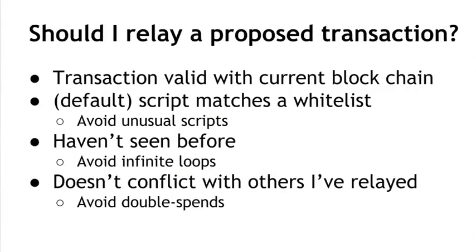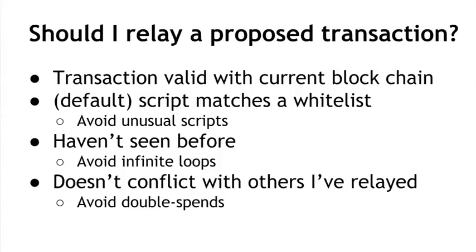The most important thing they do is they check to see, given their view of the blockchain, whether or not this transaction is valid. So they do all the transaction validation we talked about earlier. They run the script, they see that the script checks out, they see that the coins that are being redeemed here haven't already been spent. And if all of that checks out, then this looks like a valid transaction that they should try to relay. With a couple of other caveats.